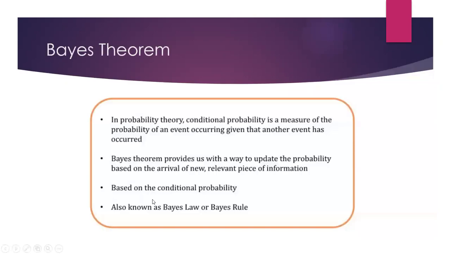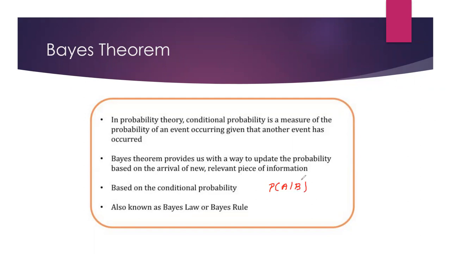So let us now start with Bayes theorem. What is meant by Bayes theorem? We know what conditional probability is, and Bayes theorem works according to conditional probability. So what is conditional probability that we have discussed? Some event has already occurred, say P of A given B.